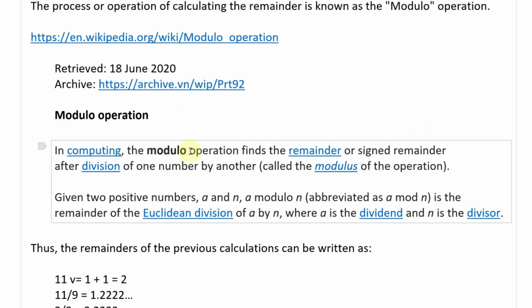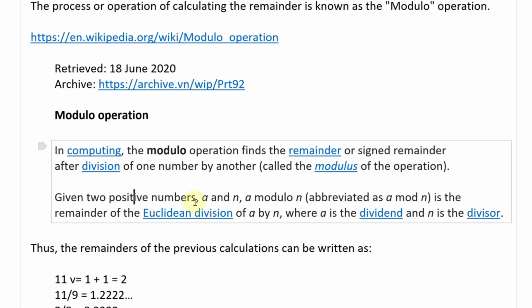In computing, the modulo operation finds the remainder or signed remainder after division of one number by another called the modulus. The sign includes positive or negative. So if you divide a number by another one, the divisor is the modulus of the operation.